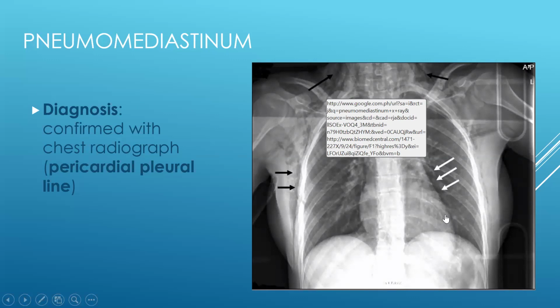There's a separation between the pericardial pleura and the visceral pleura of the lung. So usually there is no space between the two. But if you have air between the two structures, then that's when we can see that visible pericardial pleural line.